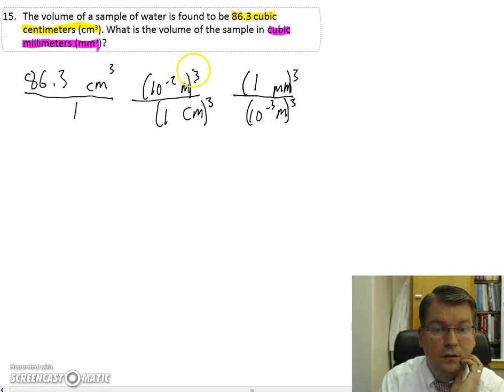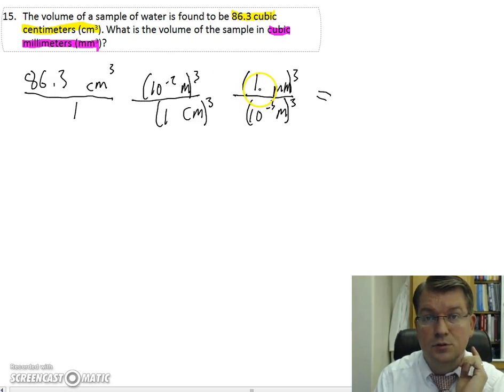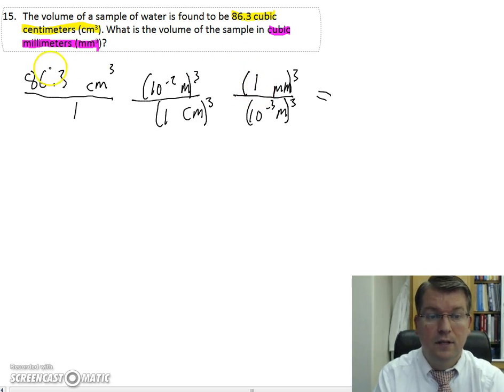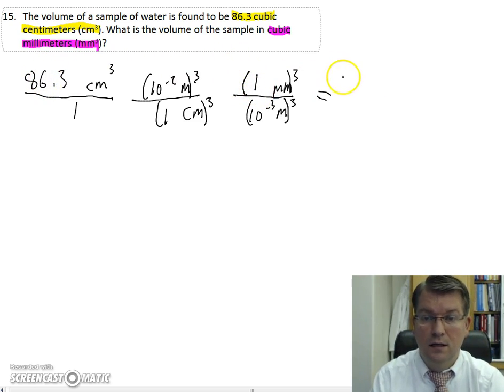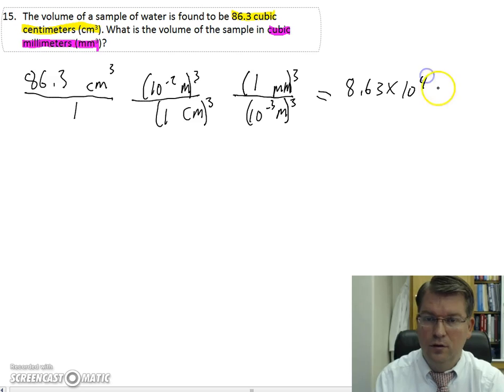So if you look right here in the middle, you're going to take 10 to the negative 2 and you're going to cube that. If you look down here on the bottom, we have 10 to the negative 3 and we're going to need to cube that. So the middle part will become 10 to the negative 6. The bottom part will become 10 to the negative 9. And when you take 10 to the negative 6 over 10 to the negative 9, we subtract the exponents. So negative 6 minus negative 9 is 10 to the 3rd. And then you're going to multiply that by our original quantity. When all is said and done, we have 8.63 times 10 to the 4th cubic millimeters.